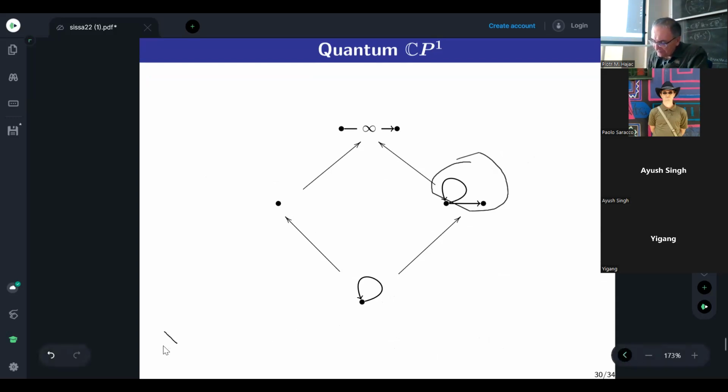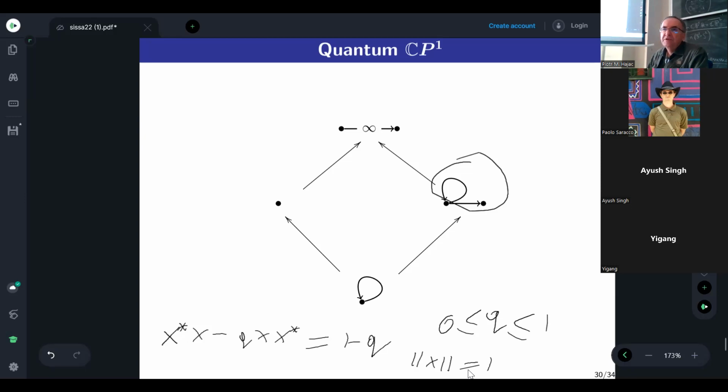You can write the C-star algebra generated by one generator with the following relation: x star x minus q x x star is equal to 1 minus q. All right. q is from 0 to 1, both included. When you don't include the 1, you immediately realize that the norm of x is 1. You can just prove it in any bounded representation. So you can throw in this norm condition without any price, without changing your C-star algebra.